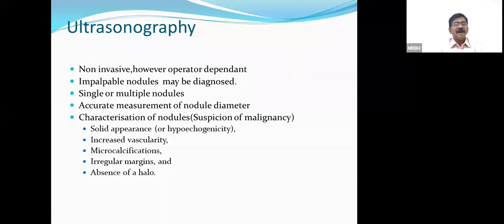However, ultrasound is operator dependent. It can assess some characterization of the nodules, and there are some features which raise suspicion of malignancy: a nodule which is solid or hypoechoic, increased vascularity, microcalcification, irregular margins, and absence of a halo. Presence of these features is indicative of a higher suspicion of malignancy.